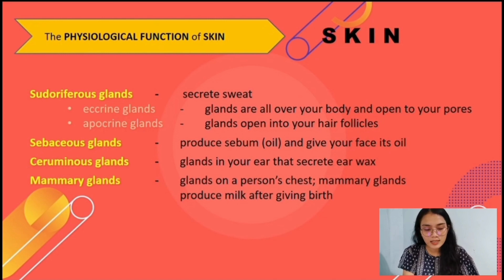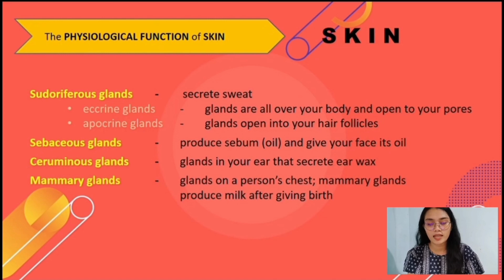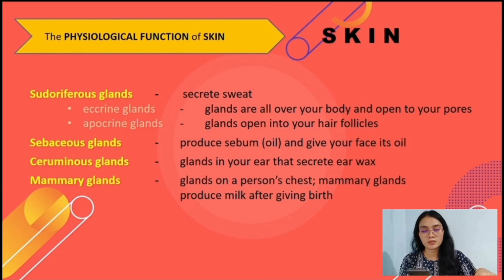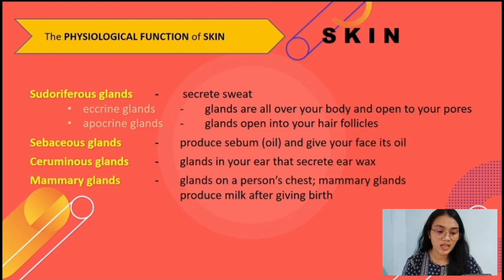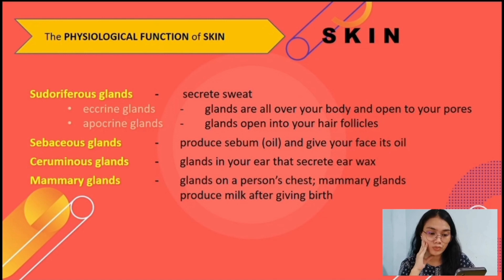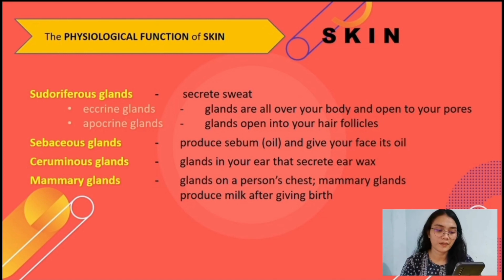Unlike sa apocrine gland, nagdevelop siya in areas with many hair follicles such as on the scalp, sa atong armpits, and sa mga gruban. So, mao to siya ang two types of glands sa ato ang sweat glands. Here na pod sa atong sebaceous glands, ang function ani niya is to produce sebum or oil and give your face its oil. So, kani nga glands naa ni siya sa ato ang face. Mao'y iyahang gina-produce, gina-excrete ang oil.